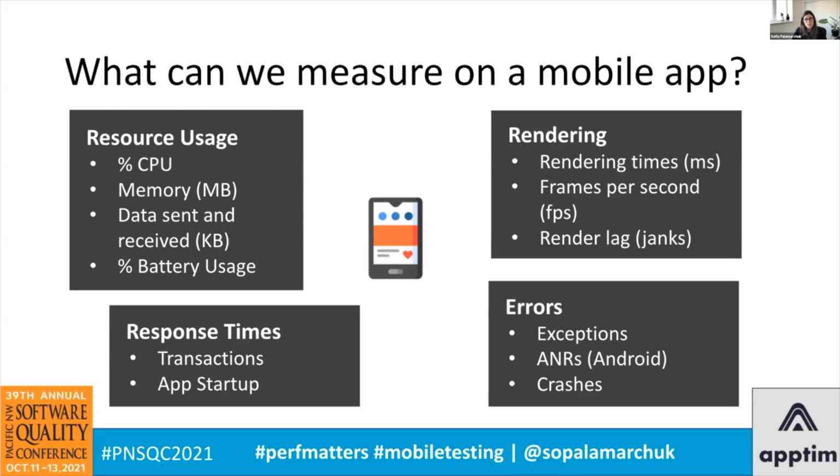The third group is errors. It could be any exception that happens in the app, or the app just crashes on the device. Specifically in Android, we have ANRs, which stands for application not responding. As a user, what you will experience if you're using an Android app is a dialogue that shows you if you want to wait for the app to respond or close it. And this is due to a certain event that you executed.